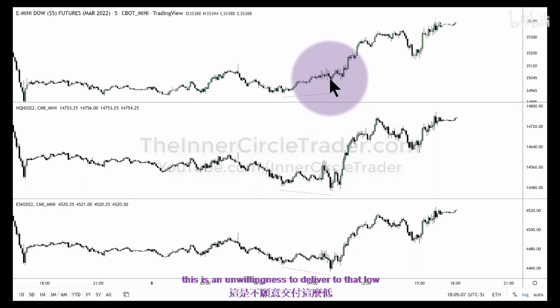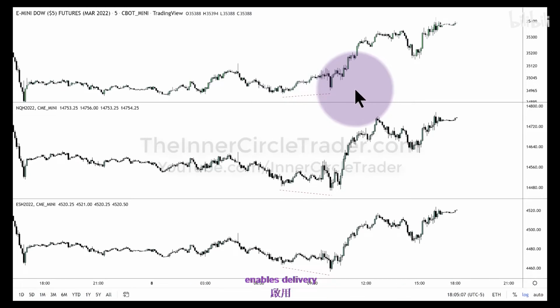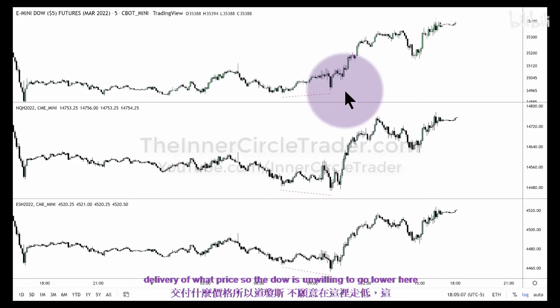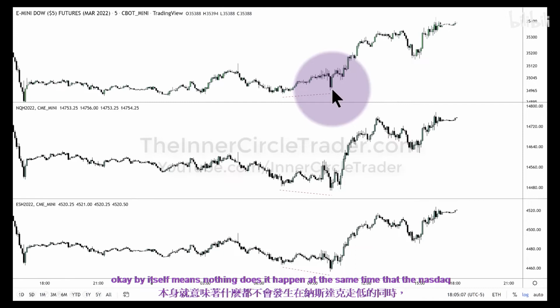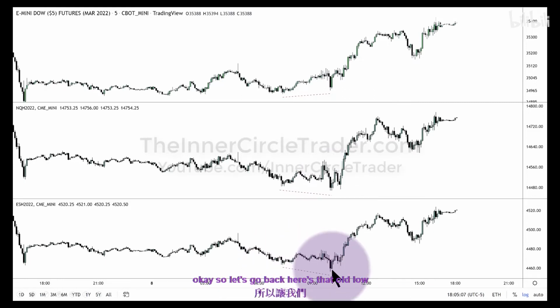This is an unwillingness to deliver to that low. This is a macro. A macro is something inside of an algorithm that prevents or enables delivery. Delivery of what? Price. So the Dow is unwilling to go lower here. Okay, by itself means nothing. Does it happen at the same time that the NASDAQ went lower? Yes. At the same time the S&P went lower than that low? Yes. Okay, so let's go back.